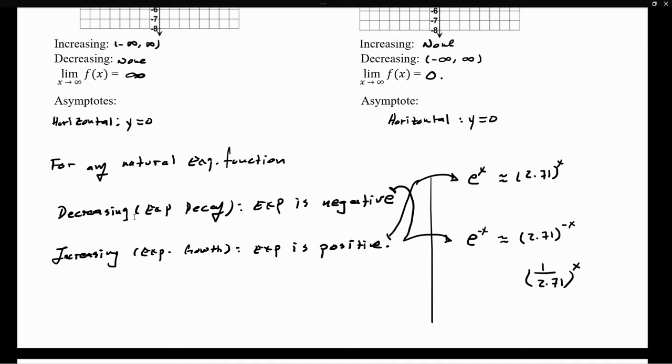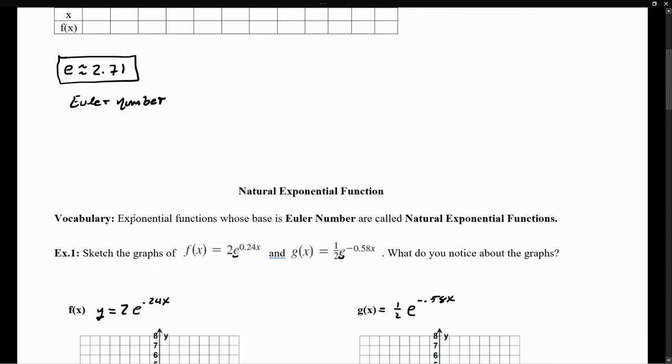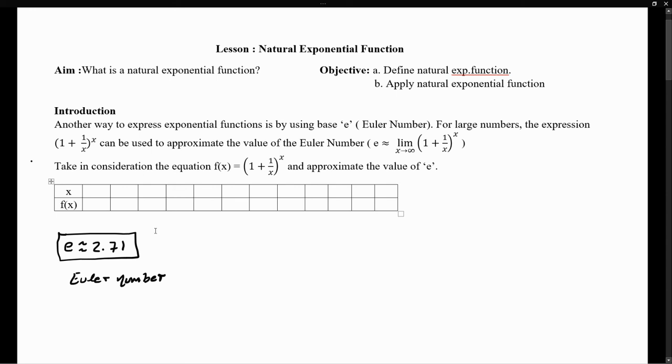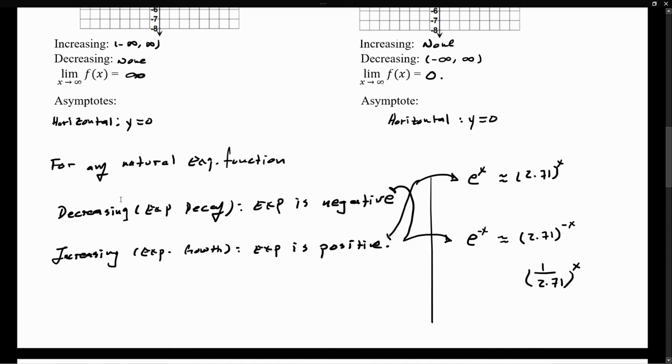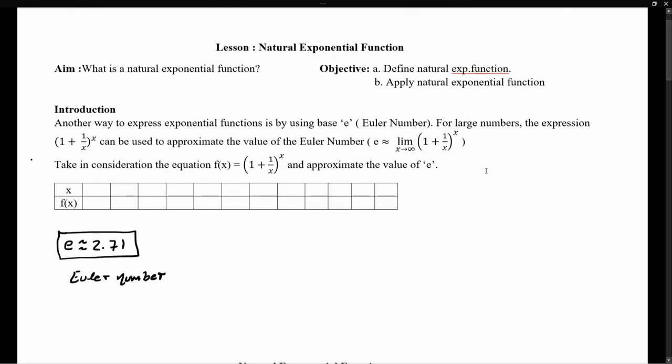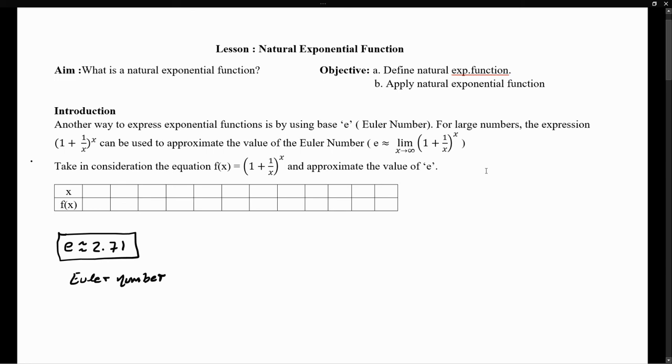I wanted you to just see that there is this new function, which we're going to call a natural exponential function. And a natural exponential function is that function that has the Euler number as the base. And the Euler number is approximately 2.71. And we're going to have a decreasing exponential or an exponential decay if my exponent is negative. And we're going to have an increasing function or an exponential growth if the exponent is positive. And with this, we conclude our lesson for natural exponential functions.